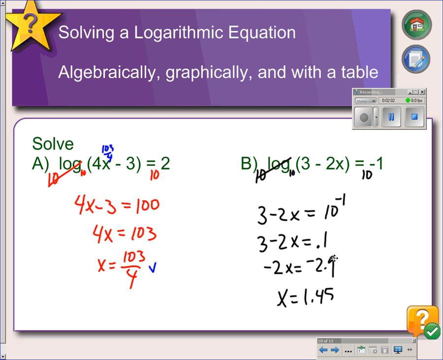Again, we have to check this to make sure it works, because sometimes you'll get extraneous solutions. So we'll put in 1.45 for x. 2 times 1.45 is 2.9. 3 minus 2.9 is 0.1. And log of 0.1 is negative 1. So it works. We have another good answer here.